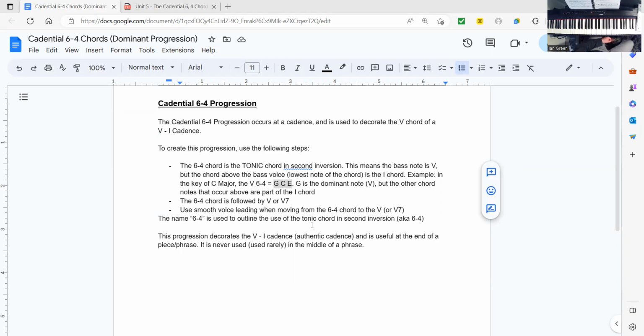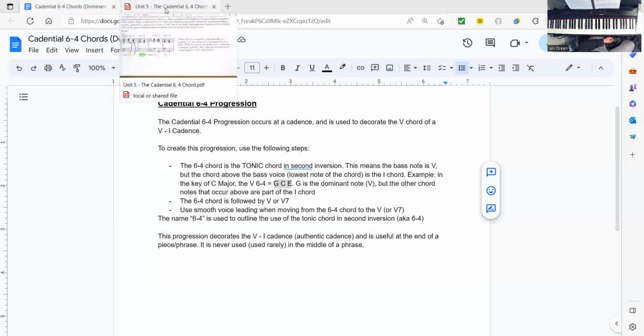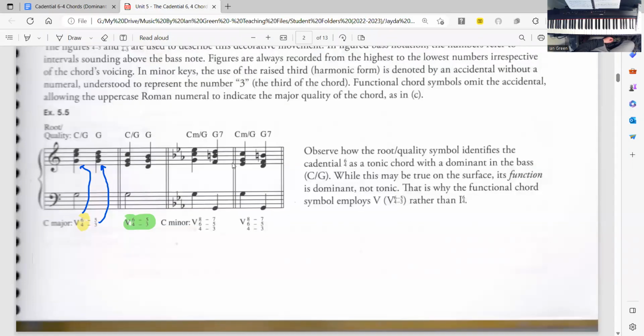And the use of 6/4 is to outline the use of the tonic chord in second inversion, but the bass note stays the same as we move to the dominant chord. So conceptually, this makes sense. Now let's look at it visually.